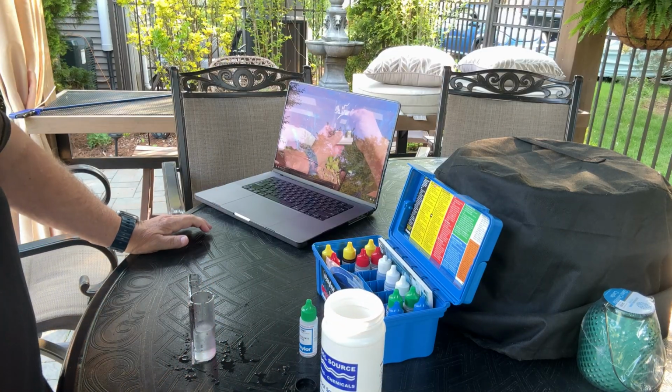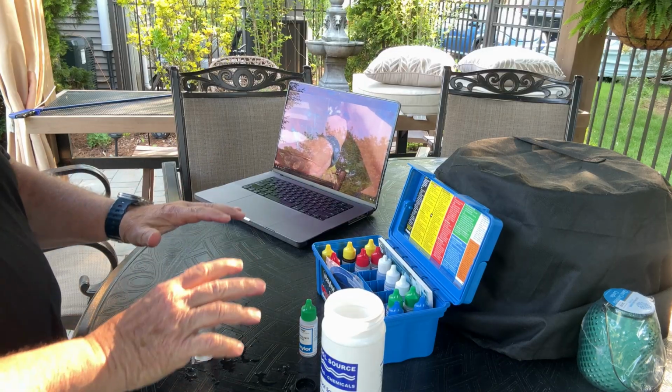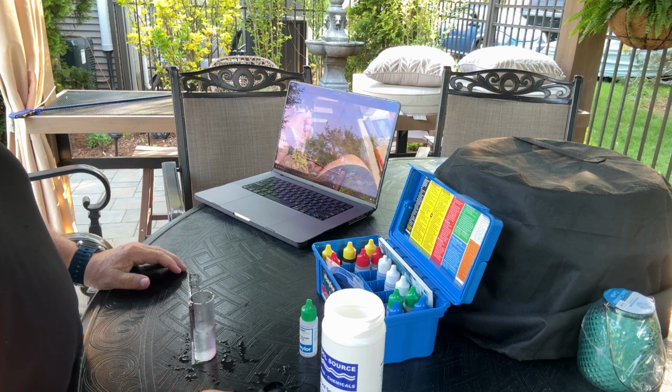Oh, and by the way, I'm using the Taylor test kit K2005. There's two versions of this test kit. This one I bought, and I didn't know at the time.